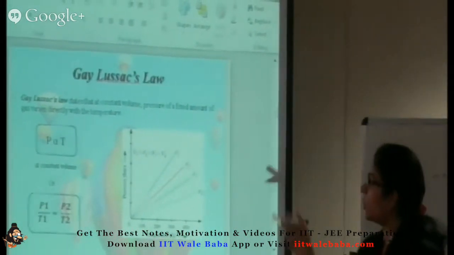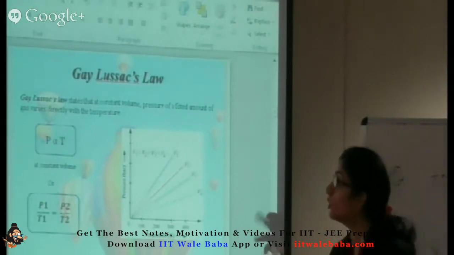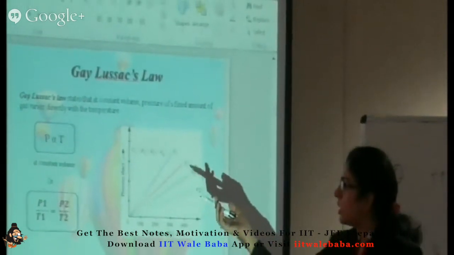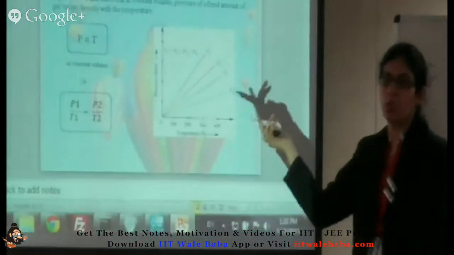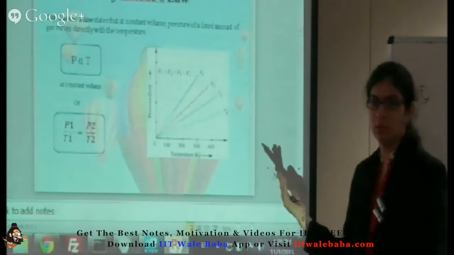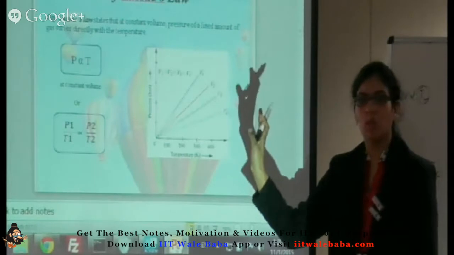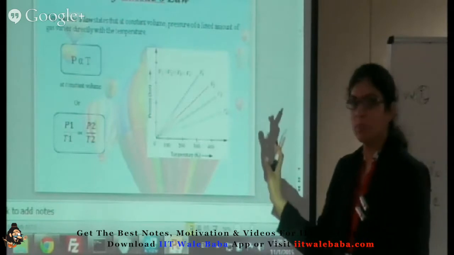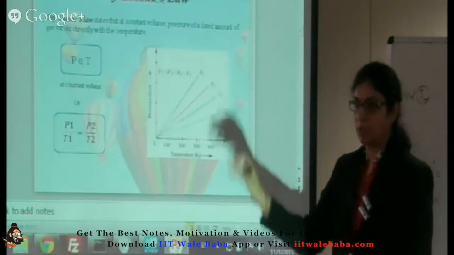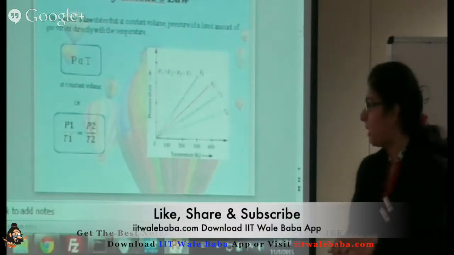So during their work, the two are responsible for inventing the hot air balloon technology also. And a simple thing: if you keep the volume constant instead of pressure, and see the variation of pressure with temperature, what do you observe? You observe that pressure is directly proportional to temperature. You increase the temperature, pressure also increases, right?